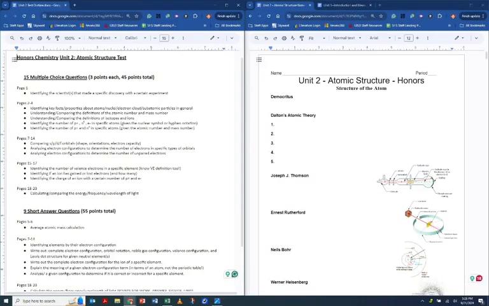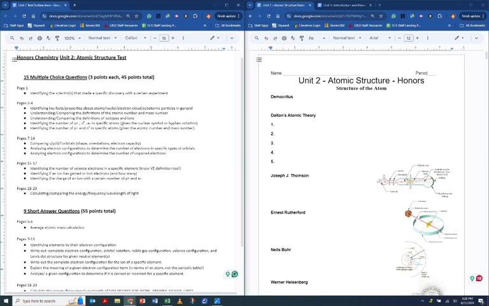So I just wanted to go over what to expect to see on our Unit 2 atomic structure test in the next class period. Overall, it's going to be 24 questions: 15 multiple choice questions and 9 short answer questions. I've gone through each section and listed out the types of questions by topic in each section.